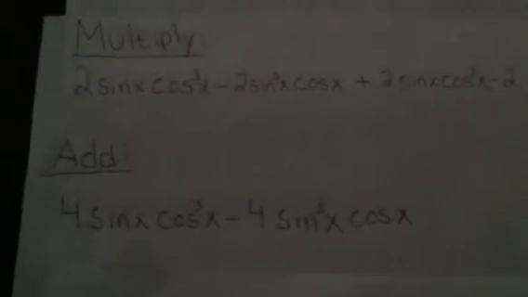We're done with our numerator, and you remember we cannot forget about our denominator, which was sine x. So the whole thing becomes 4 sine x cosine cubed x minus 4 sine cubed x cosine x over our denominator sine x.